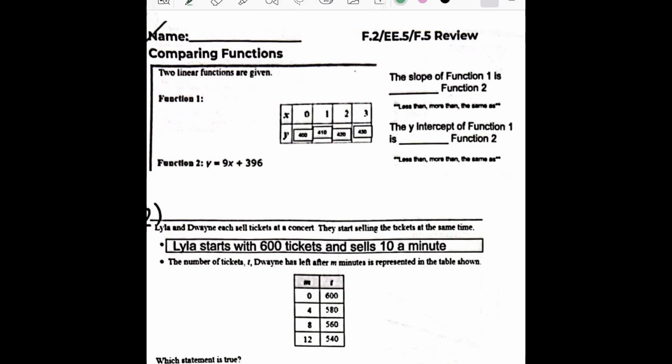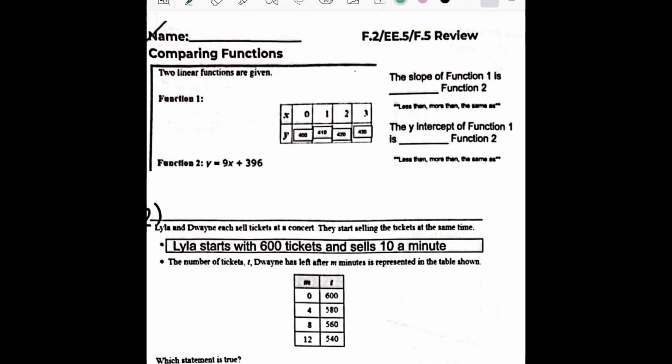It wants to know if the slope of function 1 is less than, more than, or the same as function 2. And the second question is about the y-intercepts. Are they less than, more than, or the same? So you need to find those 2 pieces of information from the table and the equation.